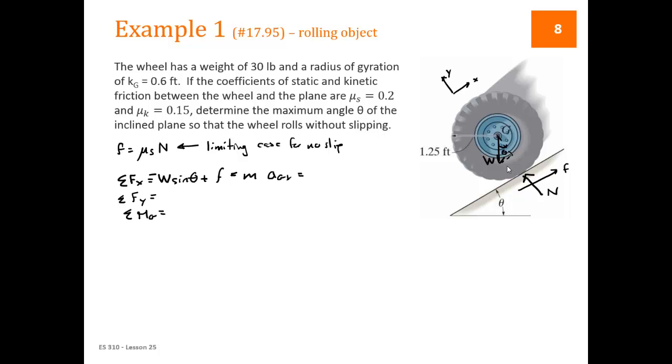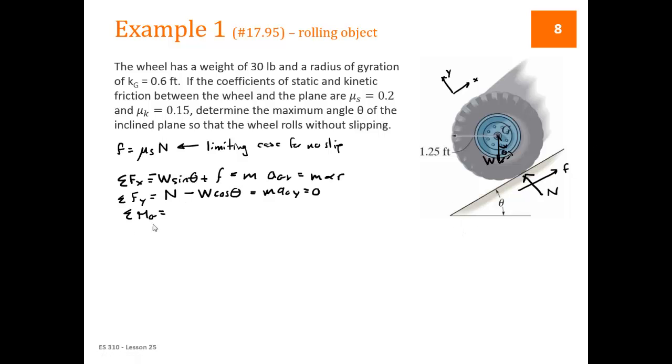Now this is rolling without slip, so the acceleration of G in the x direction is simply equal to alpha times r. In the y direction, we have the normal force, which is positive, and the weight, which is negative. So the weight times the cosine of theta, which is the adjacent, is equal to mass times the acceleration of the center of gravity in the y direction, which is 0 because it does not accelerate perpendicular to its direction of motion.